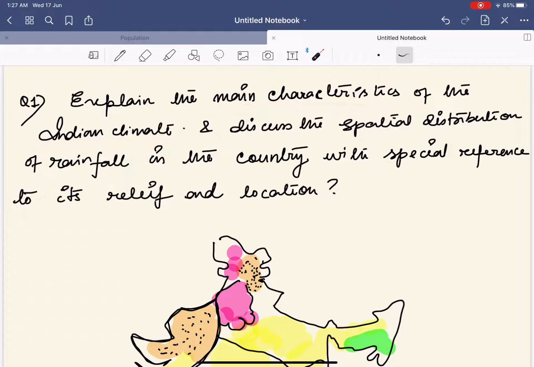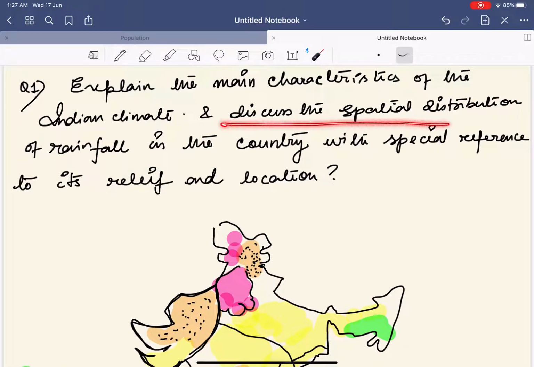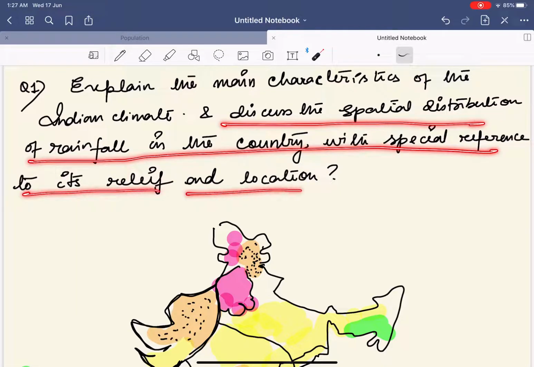It means that for 3 months the entire country is wet, whereas for the remaining 9 months it is completely dry. Understand this. Next, it says discuss the spatial distribution of the rainfall in the country with special reference to the relief and location.